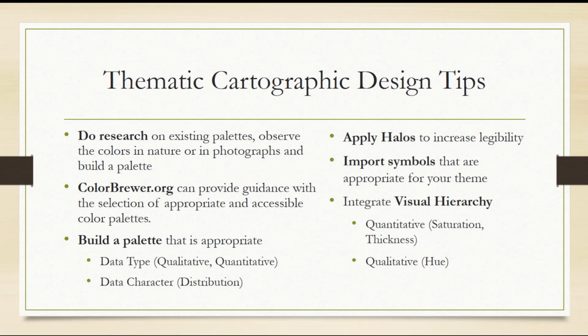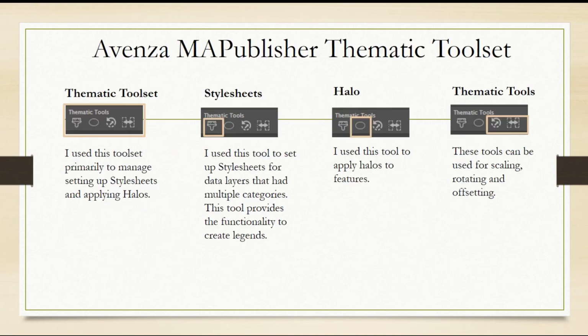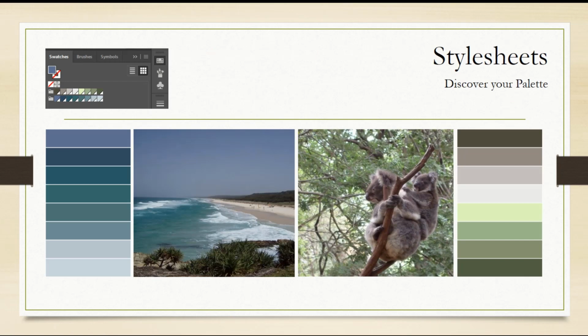Resources such as colorbrewer.org can provide guidance with the selection of appropriate and accessible color palettes. Halos can be applied to increase legibility or enhance features. Symbols can be imported and customized. Visual hierarchy is a component of cartographic communication. And the filters in the theme sheets provide the query-based functionality to render the symbology quantitatively and qualitatively. I use the thematic toolset to set up style sheets, create legends, and apply halos.